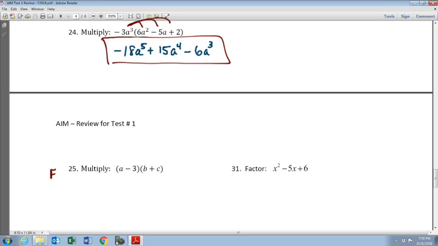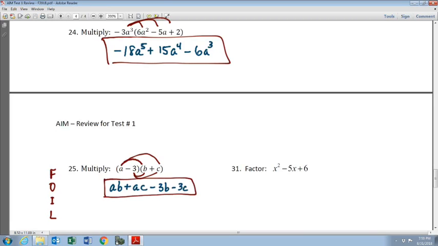Remember, F means we're going to multiply our first terms. A times b, that's ab. And then we're going to multiply our outer terms. And so a times c, that's ac. And then we're going to multiply our inner terms. That would be negative 3 times b, or negative 3b. And then we'll multiply the last terms. Negative 3 times c, that'll be a minus 3c. And in fact, there's nothing further to do there.